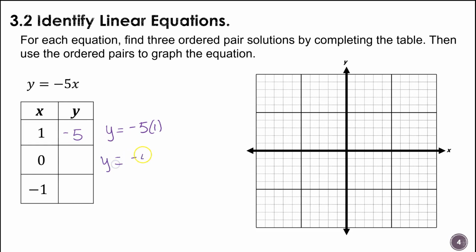Y equals negative 5 times 0, and that gives me a 0. Y equals negative 5 times negative 1, and that gives me a 5. And so when I graph these, hopefully this time they'll be in a straight line. So we're at 1, negative 5, 0, 0, and negative 1, 5. Oh boy, these are nice and strung out, so that makes it hard for me to draw this line.